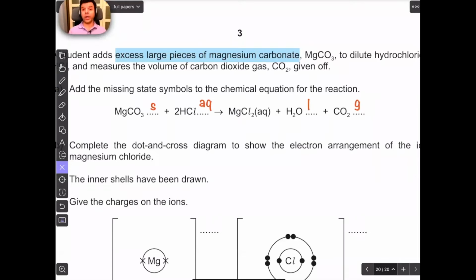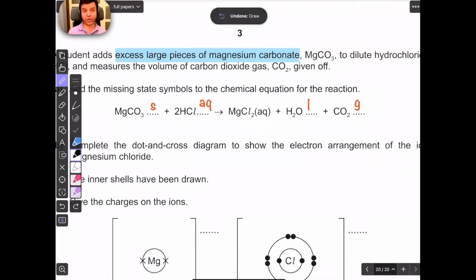Very good. So we chose for acids, it has to be aqueous. All acids are aqueous, right? I didn't have to think much because they said pieces, large pieces. Piece sounds like solid, right? And water is a liquid, definitely. Carbon dioxide is a gas.